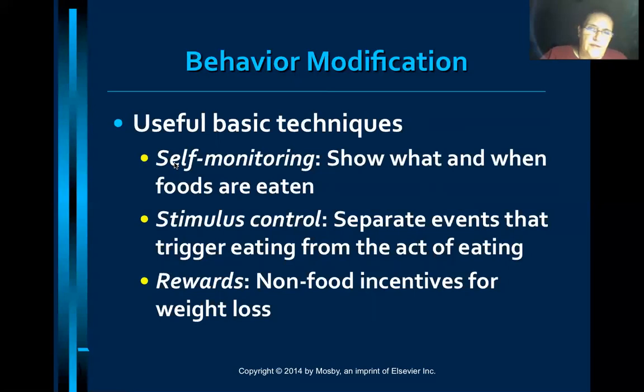So we have useful basic techniques. We do self-monitoring. We show what and when foods are eaten. We can also keep a food diary. We have stimulus controls. We separate events that trigger eating from the act of eating, and those can be called emotional events for some of us. We have rewards that we can place that are non-food incentives for weight loss. And sometimes we even consider things like getting out of the office or getting out of the house to take a walk on a nice day as a reward.